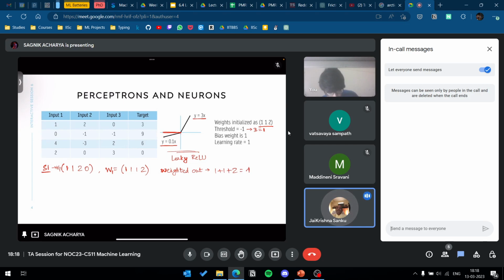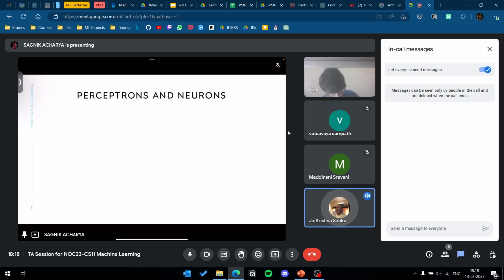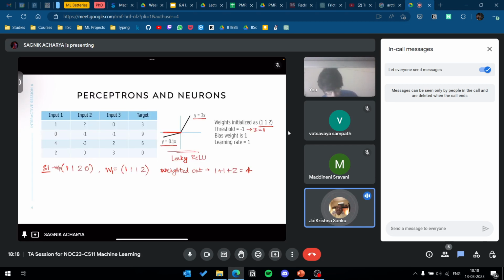And then we also have to use the activation. So this weighted value is positive, right? So we have to use the activation function also. So y is equal to 3x, so my y1 you can say is 12, right? And I see here that my target is 3. So my ultimate goal is to find the final weights after this training instance also has been passed, right? So my goal is to find the final weights.